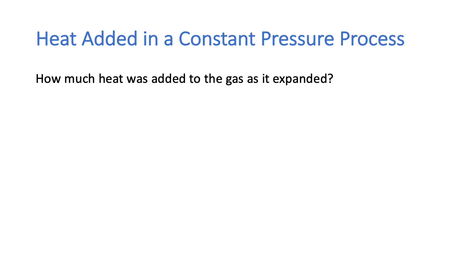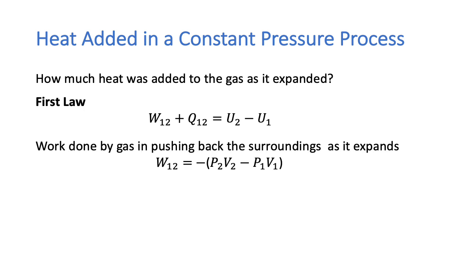So now coming back to our original question, how much heat was added to the gas as it expanded? We can write an energy balance using our first law, that the work plus the heat is equal to the change in internal energy of the system. Now we have just calculated the work done by the gas as being equal to minus P2V2 minus P1V1. Let's take this and substitute it back into our first law. If we solve for the heat, Q12, that is equal to U2 minus U1 plus P2V2 minus P1V1.